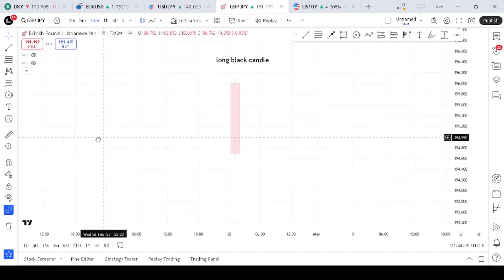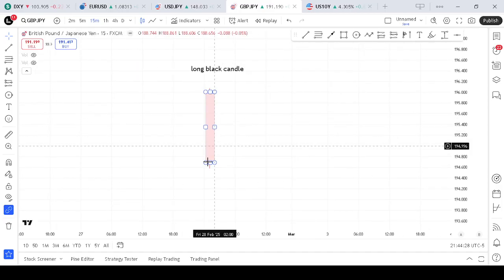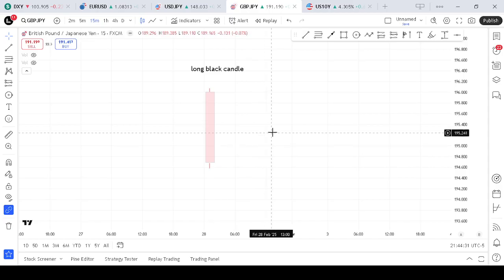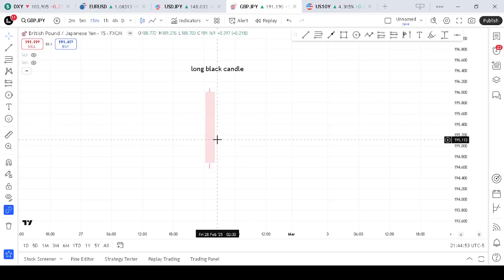Now we start by understanding what the long black candlestick is all about. The long black candle represents a bearish price movement where selling pressure dominates the entire trading session. This candlestick forms when the open price is significantly higher than the closing price, creating a long black or red body. The length of the candle body typically measures at least 3 times the average of the previous candles, making it stand out on your chart.